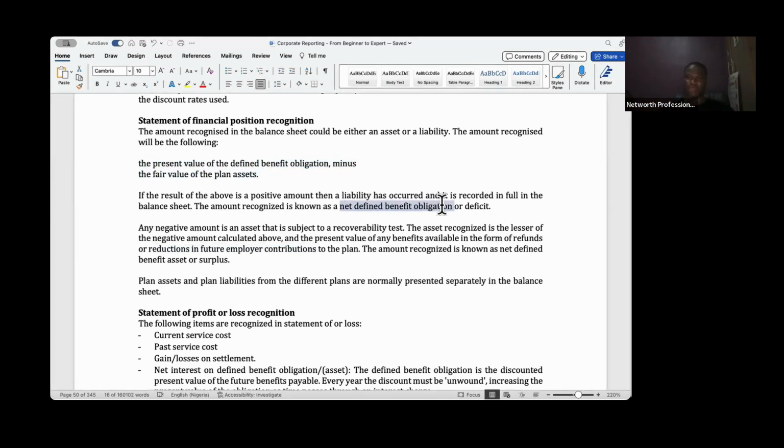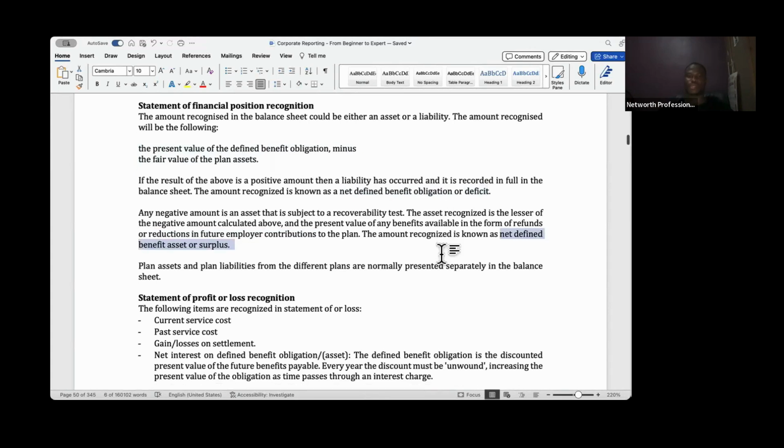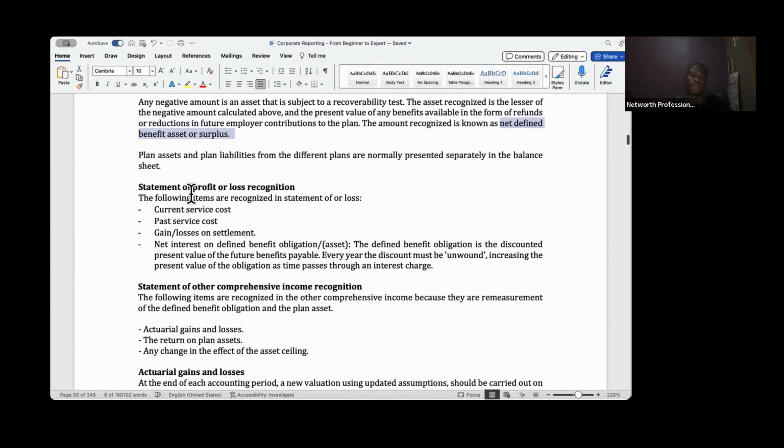Depending, it could be a net defined benefit obligation or deficit. It could be a net defined benefit asset or surplus. In the statement of profit or loss, your current service costs will show that. Your past service costs will show that. Your gain or loss on settlement will show that. And also is a net interest on defined benefit obligation.